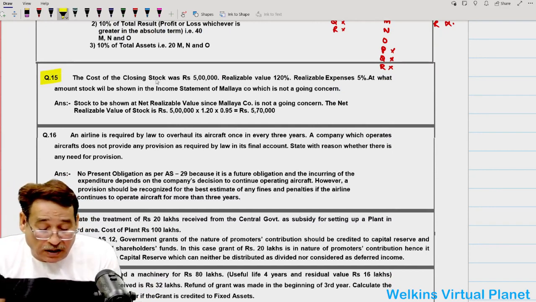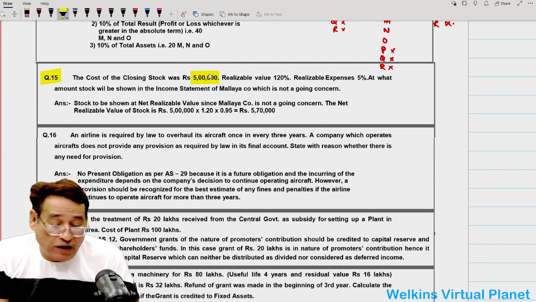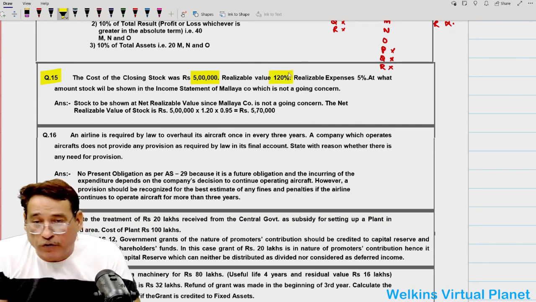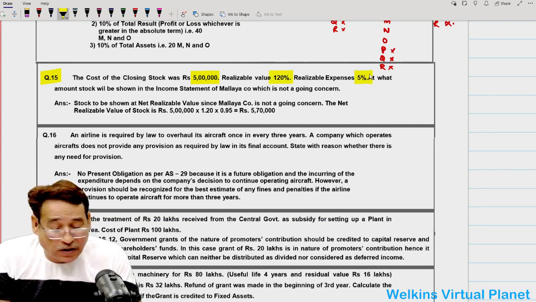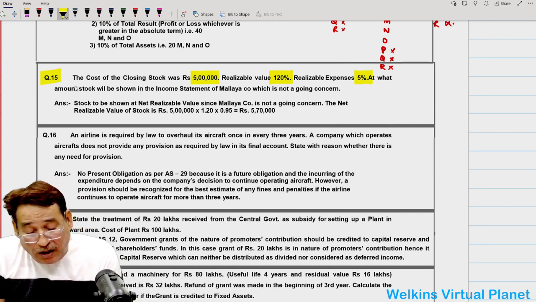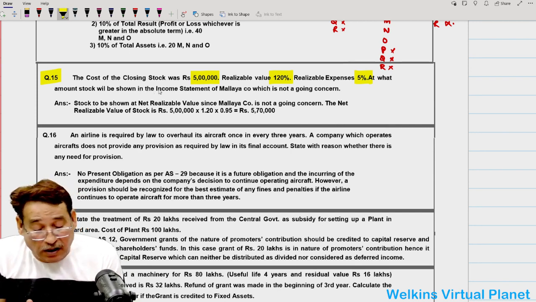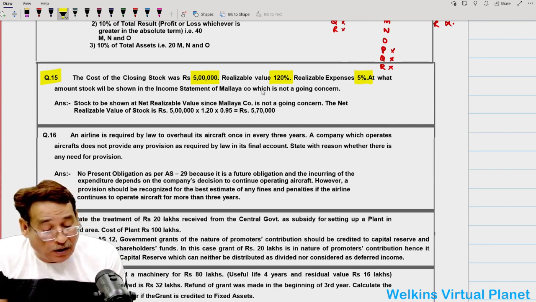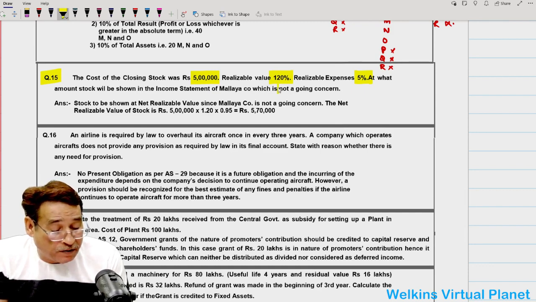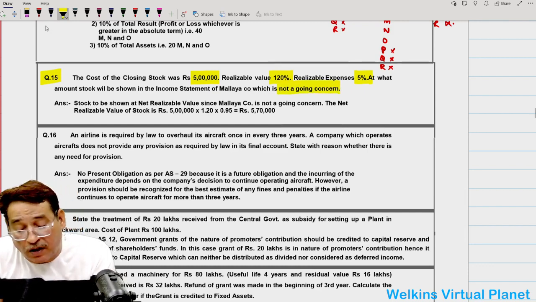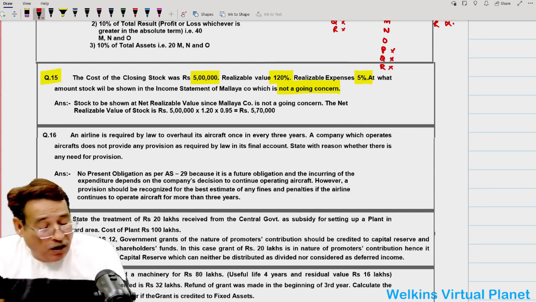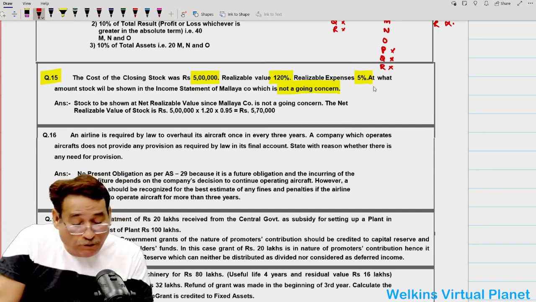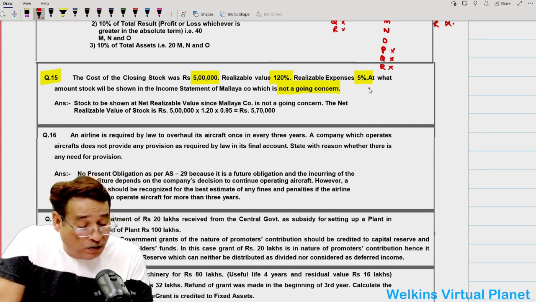Question number 15 says that the cost of closing stock is 5 lakh. Realizable value is 120%. Realizable expense is 5%. At what amount will stock be reflected in the income statement of Malia Limited, which is not a going concern? Again, which is not a going concern. I told you in the beginning itself, if you are not a going concern, you will have to reflect it at realizable value. So you have to compute the net realizable value.